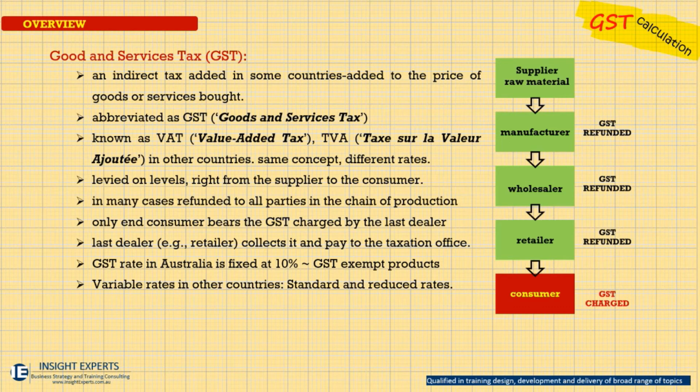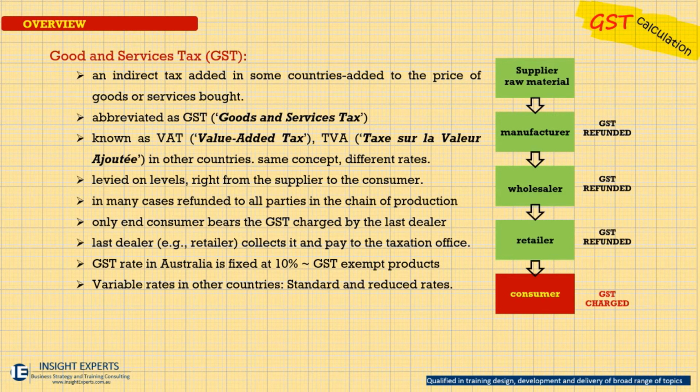Now, GST is levied on different levels, right from the supplier to the consumer level, and in many cases, those involved in the production and supplying chain get the money back. And at the end of the day, it's only the consumer who ends up paying the GST. Now, registered retailers at point of sales collect this extra money called GST from the consumers on behalf of the government or on behalf of the taxman and pay it back to the taxman when it is due.